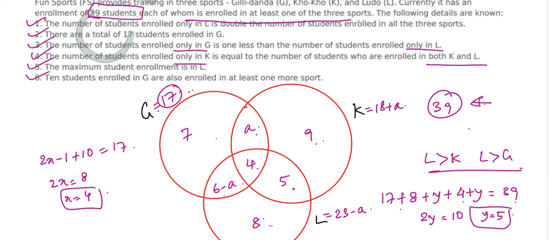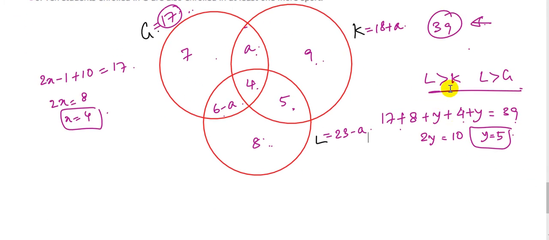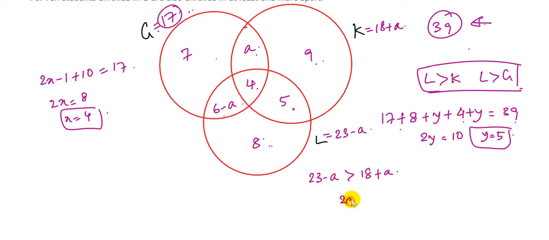Now there are two more conditions that I have still not used, which is L is the maximum. So if L is the maximum, then this has to be true. So L is greater than k means 23 minus a has to be greater than 18 plus a. So that means 2a has to be less than 5, or a has to be less than 2.5. Now a has to be an integer, therefore a can take values of 0, 1 and 2.